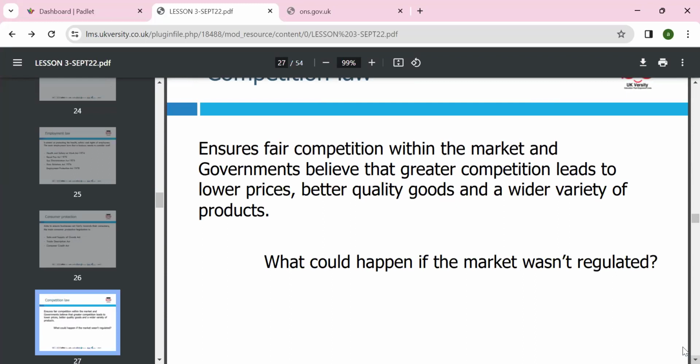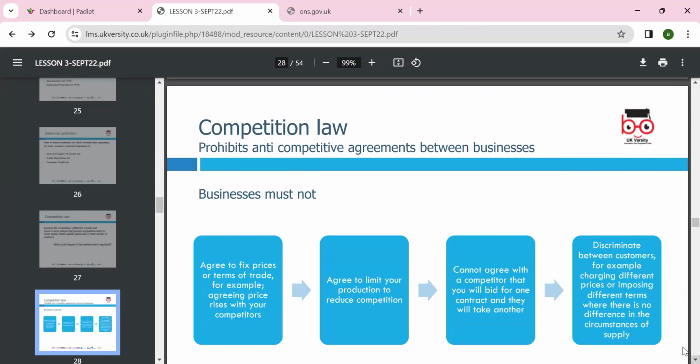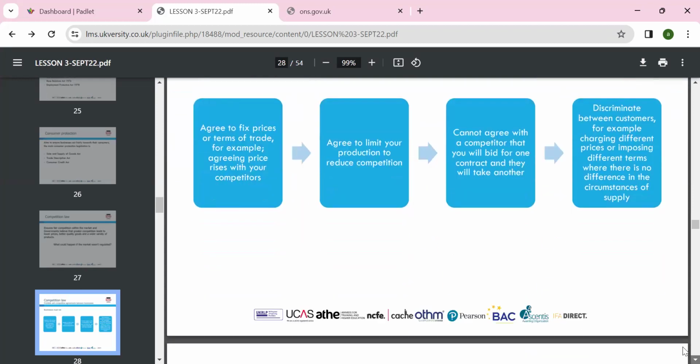Okay, so we can ensure fair competition within the market. We have perfect competition in the market. The UK economy is a mixed economy with control, and we have a watchdog regulator. Competition laws prevent agreeing to fix prices in terms of trade. We have agreed limits. We cannot agree with the competition, otherwise you will be fined for discrimination.